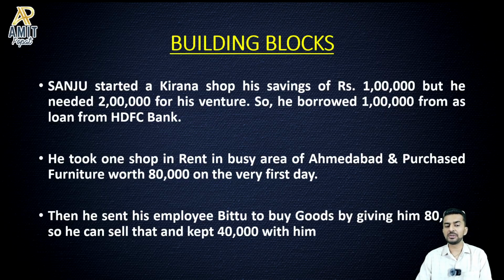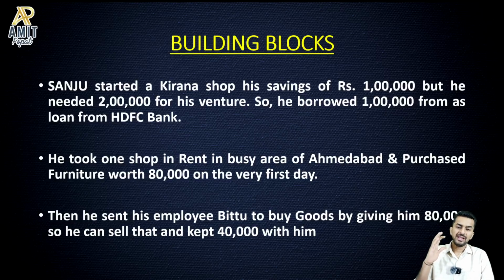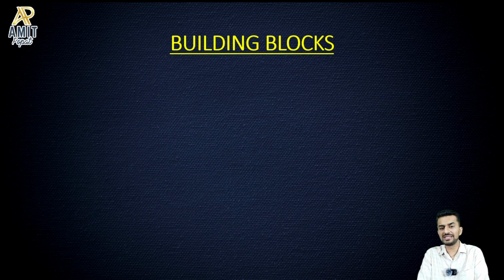His name was Bittu. So he gave 80,000 rupees to Bittu and told him to go and bring the goods from Salman's shop. Salman is his friend, and he told Bittu that this is 80,000 rupees, bring this. He gave the whole list, gave him 80,000 rupees, and told him, okay, bring it from Salman's shop. Salman is a good friend of mine. He sells good quality goods. And he kept 40,000 rupees of cash with him. Now, we are building the blocks. Understand this.